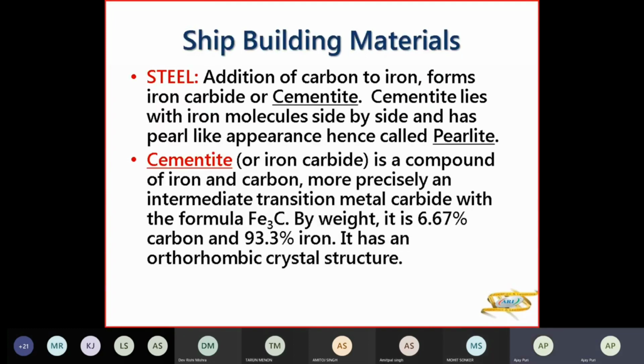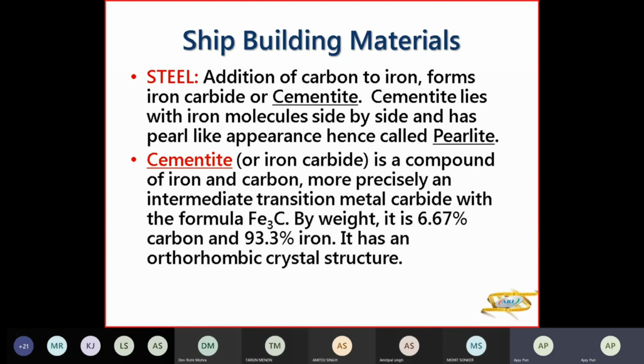Now, steel basically, other than your pig iron, wrought iron, steel, you're adding more of manganese and other materials like chromium and nickel, molybdenum, and all. And addition of carbon to iron forms iron carbide or cementite. So cementite is a configuration or molecular configuration of steel where your molecules are side by side, and they can also be known as pearlite.